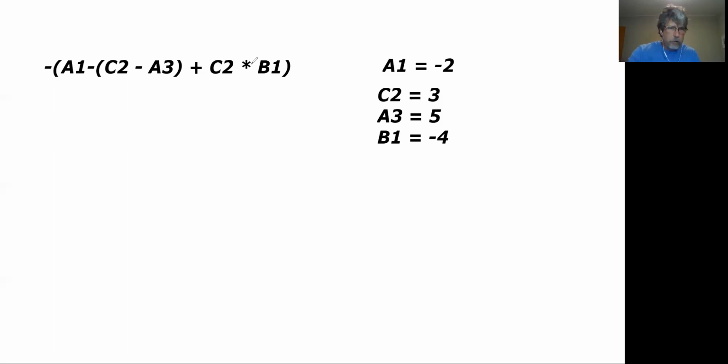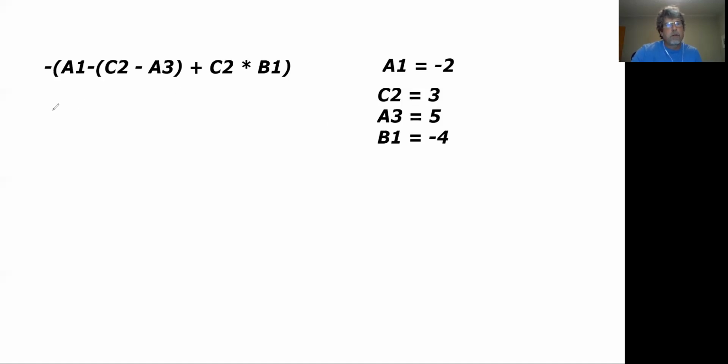In the table, the first thing you have to do is identify what values go with A1, C2, A3, and B1. If you look at the graphics, A1 is a -2, C2 is a 3, A3 is a 5, and B1 is a -4. So if that helps, you can stop this video and see if you can work it out on your own. If you need some more guidance, I will continue talking here.